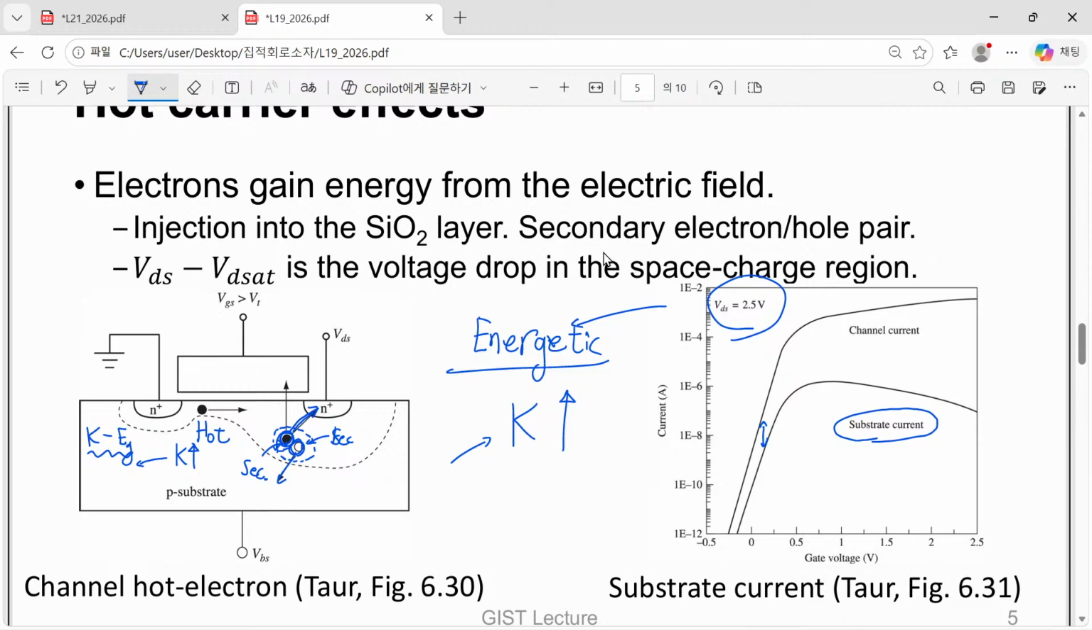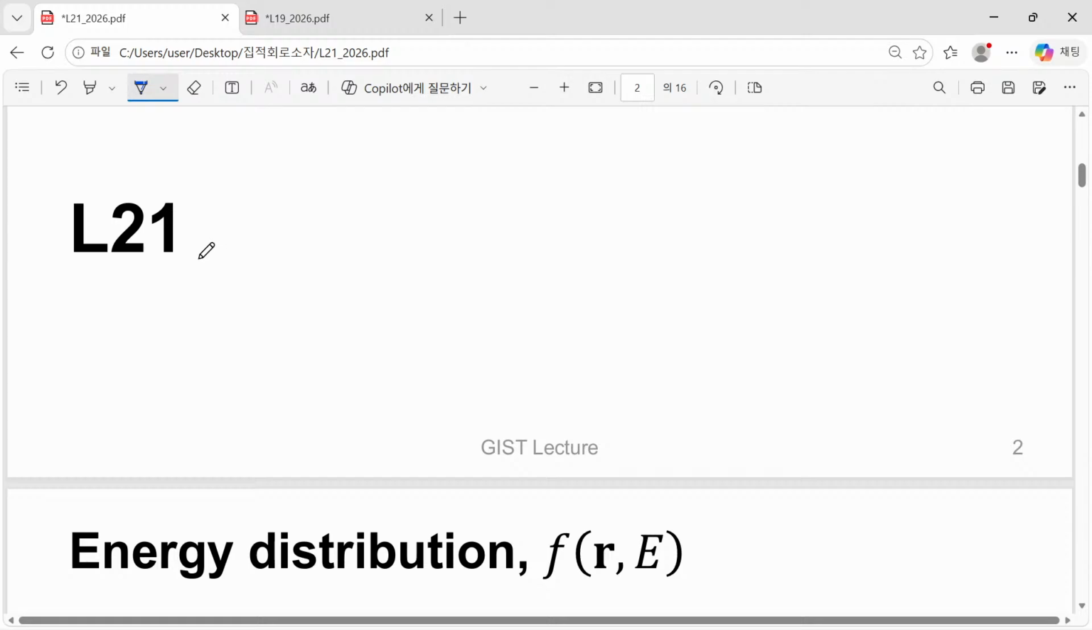So here we have certain differences. Of course, this drain current is much higher than the substrate current. It means that this difference comes from the conduction from source to drain. This is a major component, but this substrate current originates from the amount of electron-hole pairs generated by this hot electron. So now we will continue our discussion about this hot carrier effect.